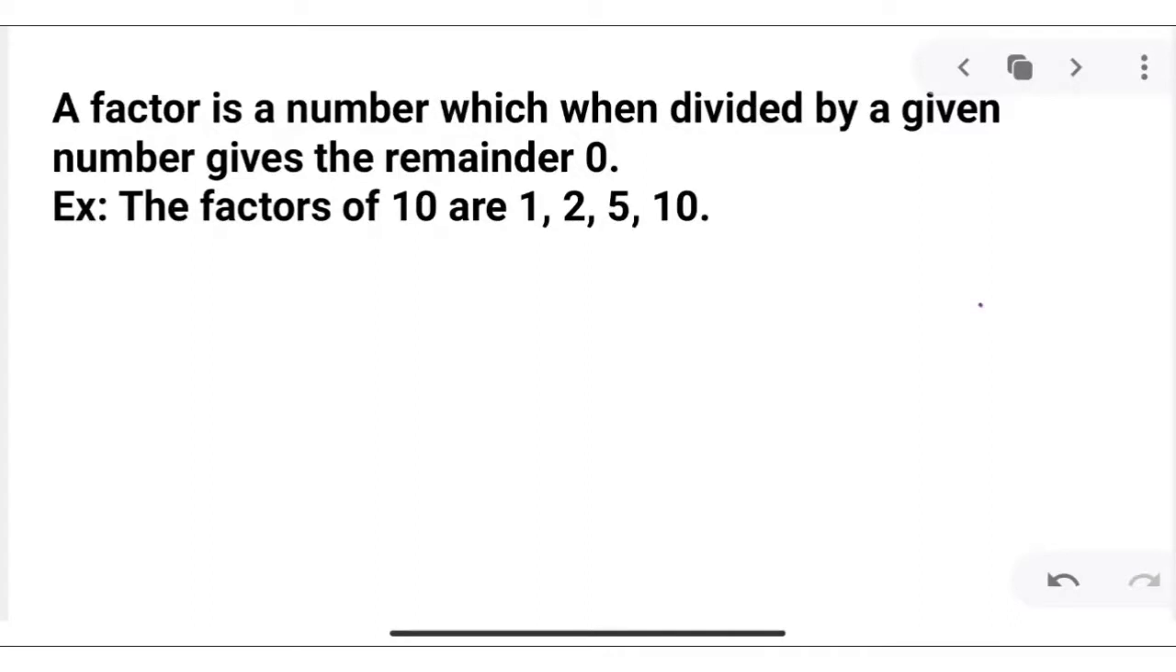A factor is a number which when divided by a given number gives the remainder 0. For example, the factors of 10 are 1, 2, 5 and 10.